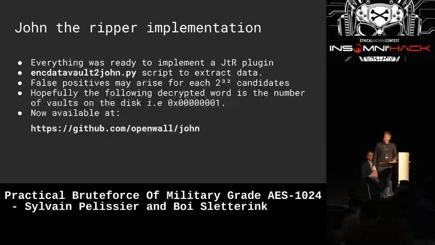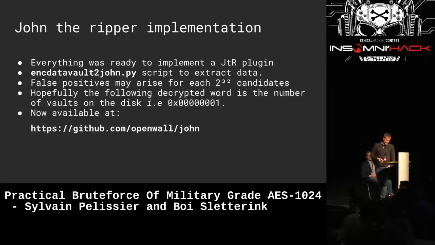So at this point of the project, I had everything I needed to implement a plugin for John the Ripper. So I created a script which will extract the data and format it for John the Ripper. As you may notice, the magic word is 32 bits, so you may have a false positive after each 2 to the power 32 candidates. But you can filter out this false positive with the second word, which is the number of vaults on the disk encrypted.